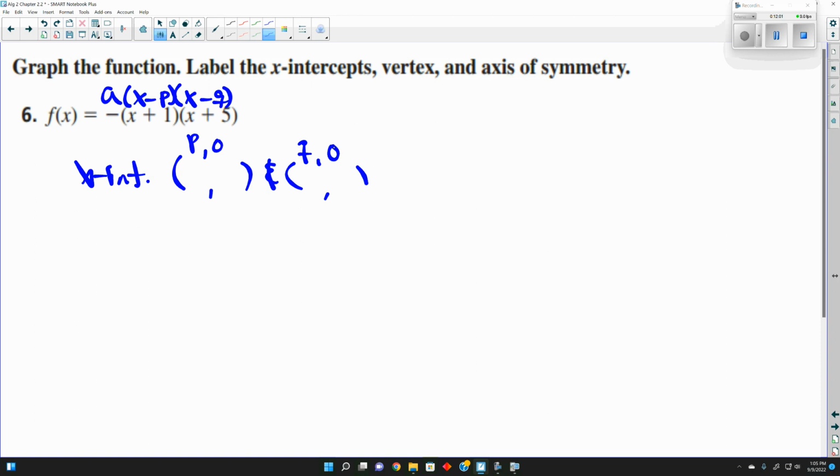And again, we get our p and q from these here. So since we have plus 1 in one of the parentheses, it's going to come out as negative 1. And it really doesn't matter if we define it as p or q. We just have to pick one of them and set it as it, comma 0. Then the other one is going to be negative 5, because since we have plus 5, it comes out as negative 5. And that would be it there. Any questions on the x-intercepts?